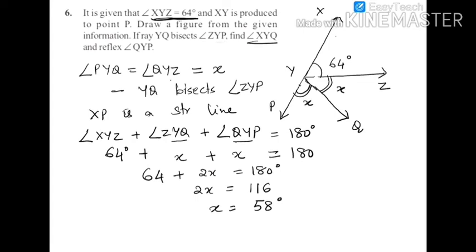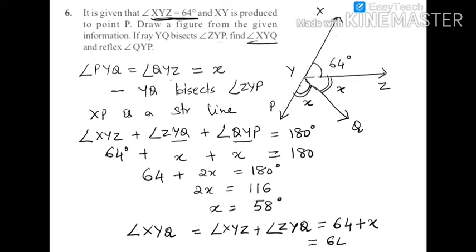So now we can find angle XYQ. Angle XYQ will be equal to, look at the figure, XYQ is made up of two angles, XYZ and ZYQ. That is equal to 64 plus x, which is equal to 64 plus 58, and that total is 122 degrees.